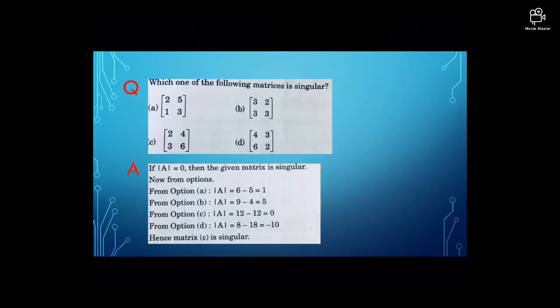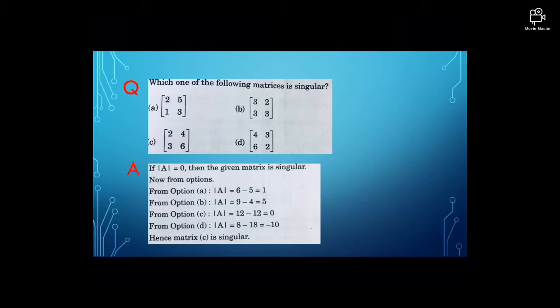So the next question which comes is, which one of the following matrices is singular? So we all know that for a matrix to be singular, the determinant should be 0. So just find out the determinants for A, B, C, D options. So you know how to find out the determinants. I'll tell you one example. For the first matrix 2, 5, 1, 3.